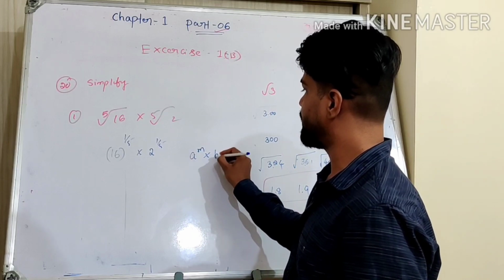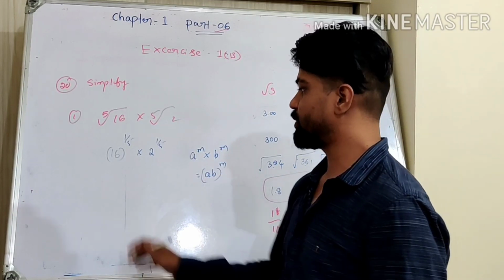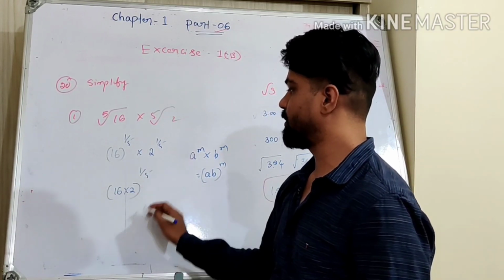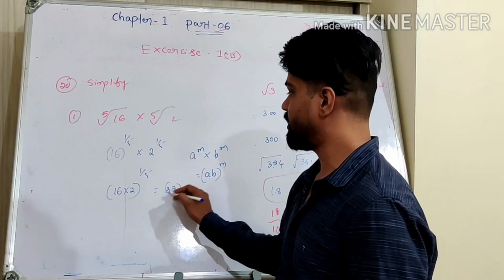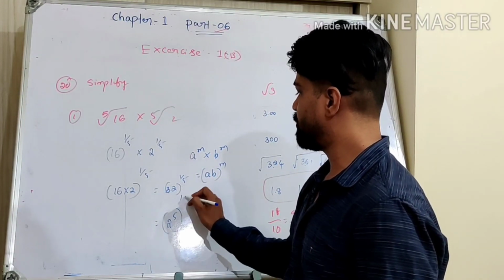a power m into b power m can be written as (ab) power m. Same thing I'm going to do now. 16 into 2 whole power 1 by 5, which is going to be 32 power 1 by 5, and 32 is nothing but 2 power 5 whole power 5.